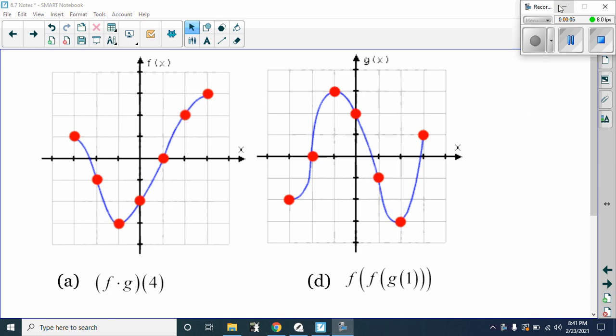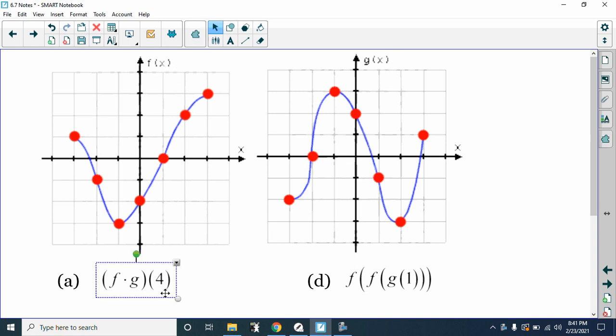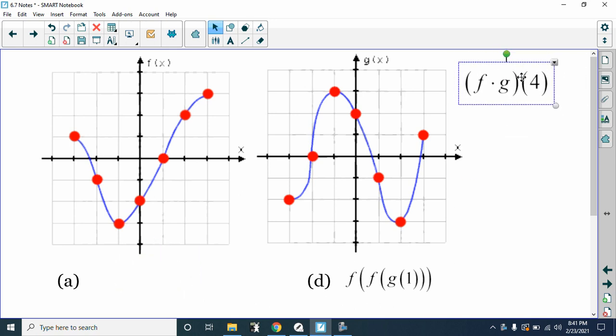These are the last notes for Unit 6. These first couple examples are very similar to problems that we've done already. They give us a graph for f of x and a graph for g of x, and then ask us questions like f times g of 4.